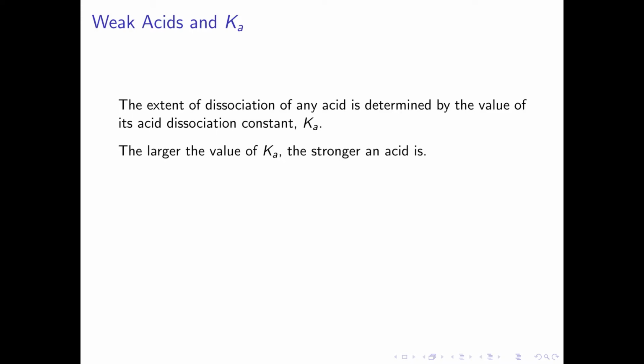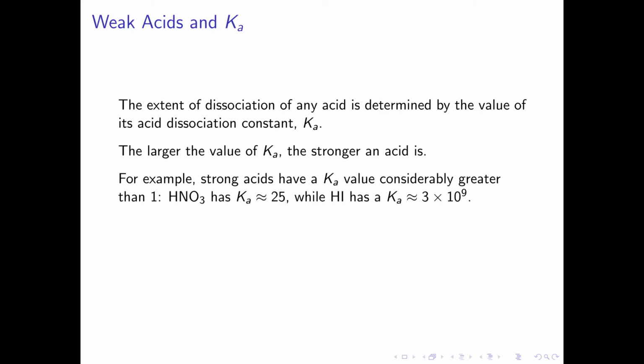The degree of dissociation of any acid is determined by the value of its acid dissociation constant, Ka. The larger the value of Ka, the stronger an acid is, and will have a greater extent of dissociation. For example, strong acids have a Ka value considerably greater than 1. If we consider nitric acid, it has a Ka value of approximately 25, whereas hydroiodic acid has a Ka value that is approximately 3 times 10 to the 9th power.